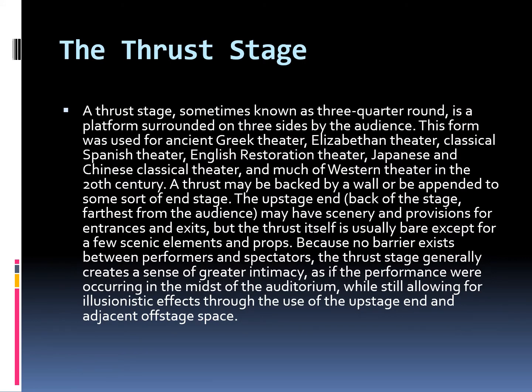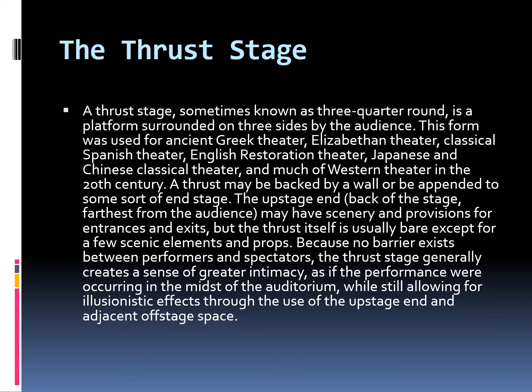The thrust stage. A thrust stage, sometimes known as three-quarter round, is a platform surrounded on three sides by the audience. This form was used for ancient Greek theater, Elizabethan theater, classical Spanish theater, English Restoration theater, Japanese and Chinese classical theater, and much of Western theater in the 20th century. A thrust may be backed by a wall or be appended to some sort of end stage.